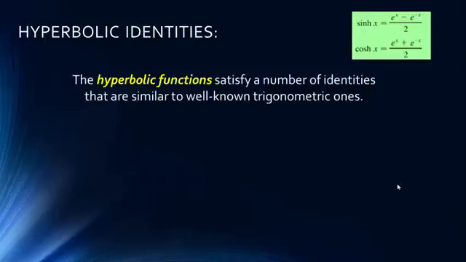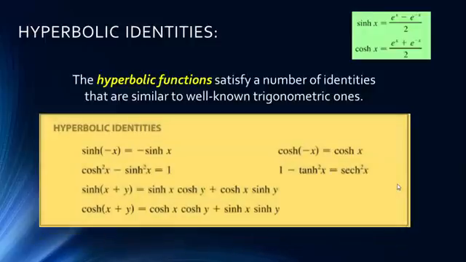Like the trig functions, hyperbolic functions satisfy a number of identities, but be careful here, because these are similar, they're not the same. So the hyperbolic sine of negative x equals the negative hyperbolic sine of x. This is not true for cosine. The hyperbolic cosine of negative x equals the hyperbolic cosine of x. I should be saying hyperbolic for all of these. None of these are trig functions. All of these are hyperbolic. So this is hyperbolic sine, hyperbolic cosine, hyperbolic tangent. Okay.